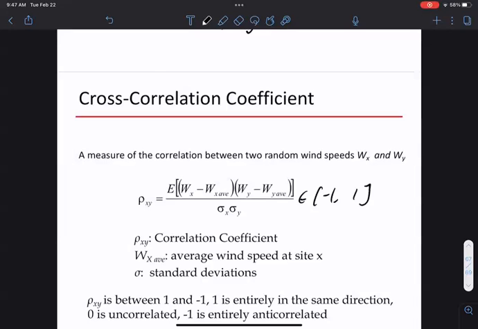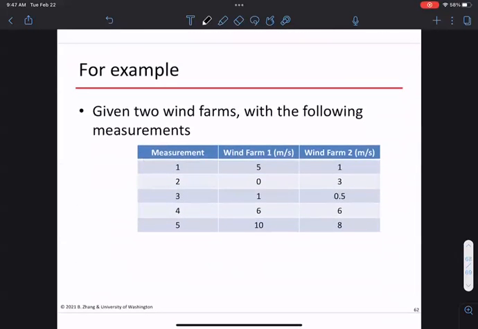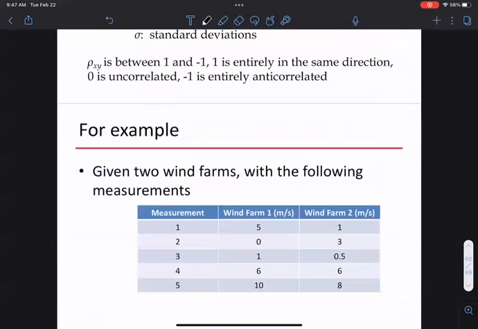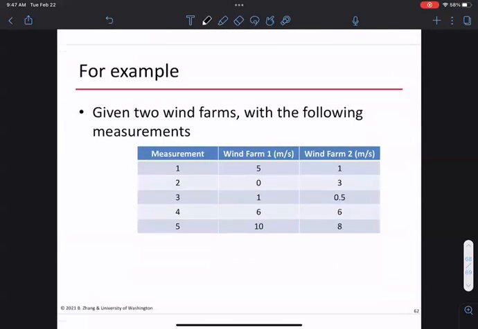So we'll do some examples. Let's say now I give you two wind farms. I took five measurements, and this is the pair of measurements I've made. I observe all these numbers, and let's find the cross correlation between these two farms. This is made up of these numbers, but it's a good example.